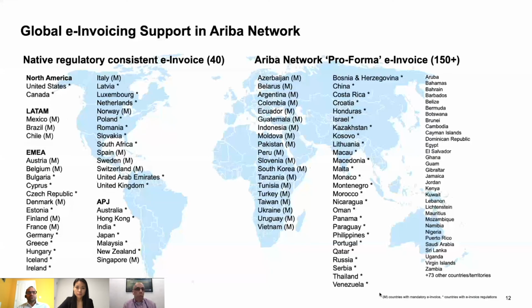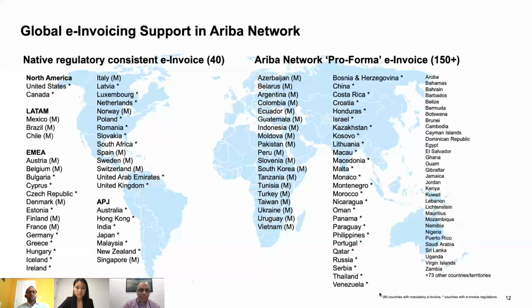And on the right-hand side, what we call pro forma, which means you can send the electronic invoice, you can attach that invoice into the Ariba network, and you send all the details to the buyer. The buyer will receive those invoices, but the official tax invoice is the attachment that you're sending, or the paper in certain countries where the electronic invoice doesn't have a mandate.